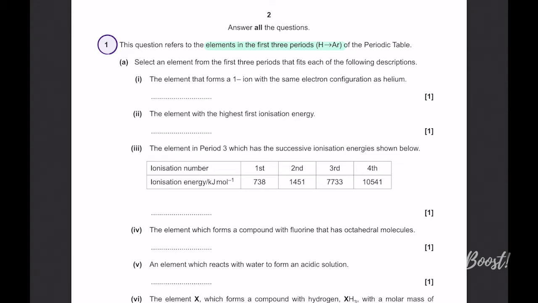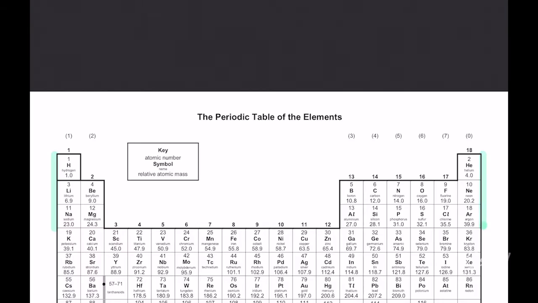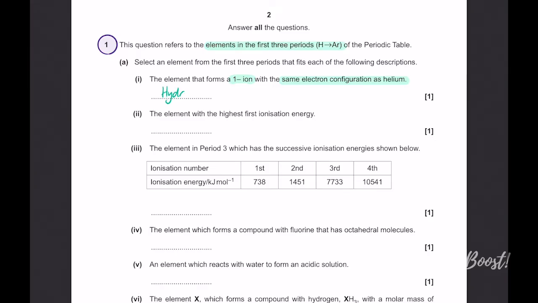The element that forms a 1- ion with the same electron configuration as helium. So the element that's actually the answer here doesn't usually form a 1- ion. That's going to add an electron, and once its electron has been added, it's going to have the same electron configuration as helium. So if you look at the periodic table, this has got to be something that is next to helium and just 1 electron away, and it's got to be hydrogen, because hydrogen has 1 electron. Normally, if we add an electron, it's going to become H-, which I know is not really normal, but that H- ion will have the same electron configuration as helium. So the answer here is hydrogen.